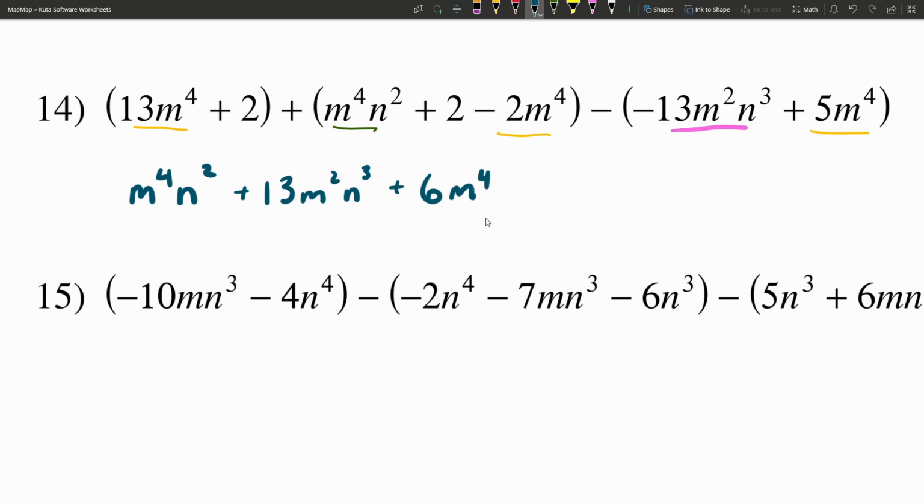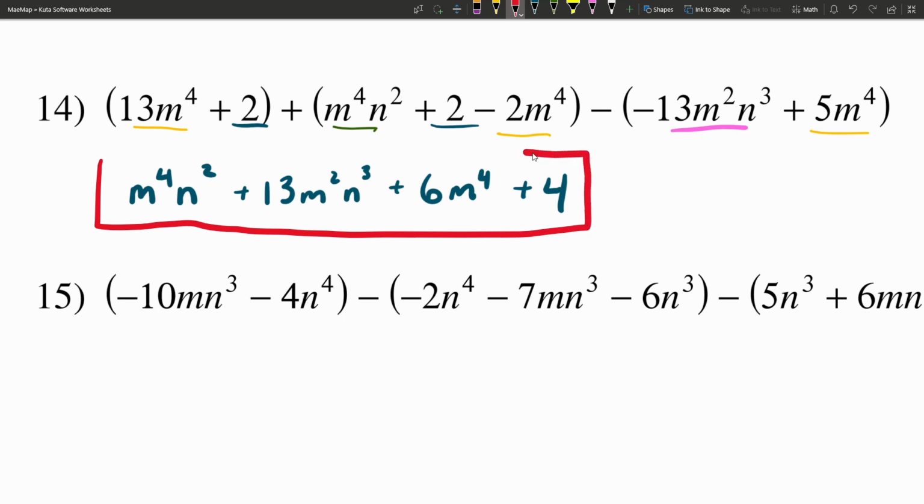And then lastly, we only have two more constants to take care of. That's our constant of 2 plus our other constant of a positive 2, which is going to be plus 4. So there we have it: m to the 4th times n squared plus 13m squared times n cubed plus 6m to the 4th plus 4.